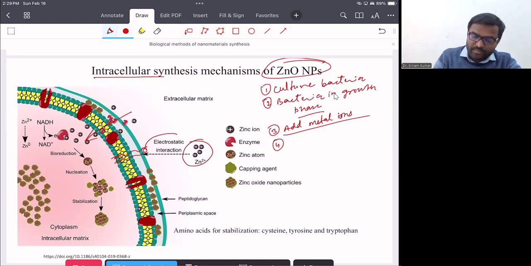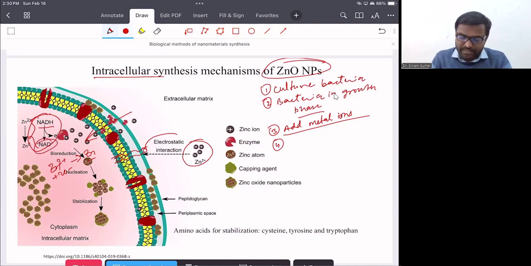Once the metal ion plus is inside, there is an enzyme present called NADH. That enzyme reduces the metal ion, so Zn2+ goes to Zn, with 2 electrons in the reaction. Sorry, I made a mistake there. So the zinc 2+ gets reduced into zinc in the presence of the enzyme NADH, and NADH oxidizes itself into NAD+.